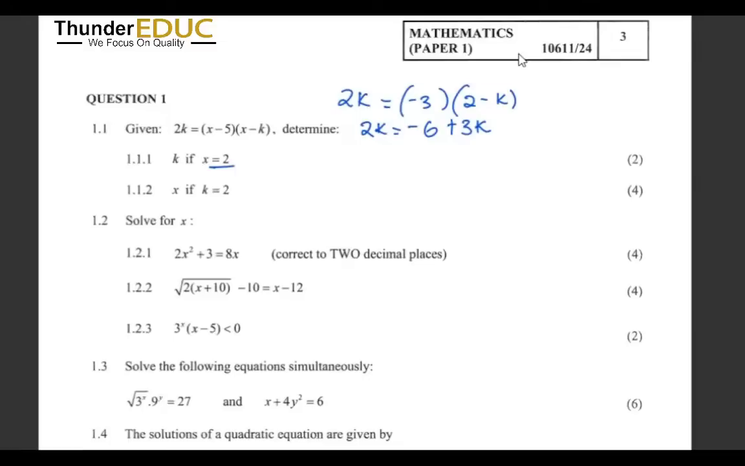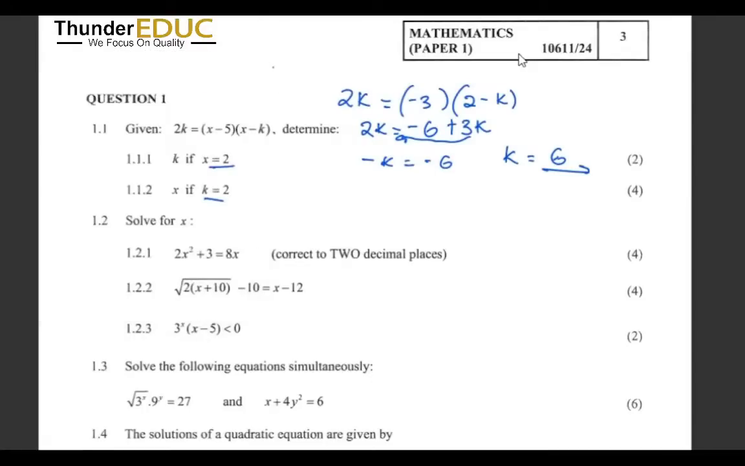Then we can do the transposition. I can move the 3k that side, so that I have a negative k is equal to negative 6, which means k is going to be just a 6. All right, so that is just the first part. Then they want us to get x if k is a 2, this 4 marks.